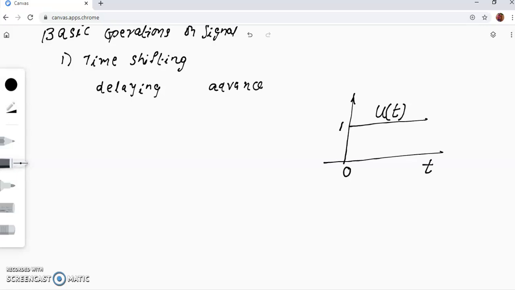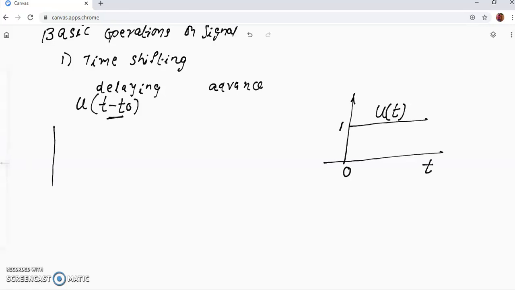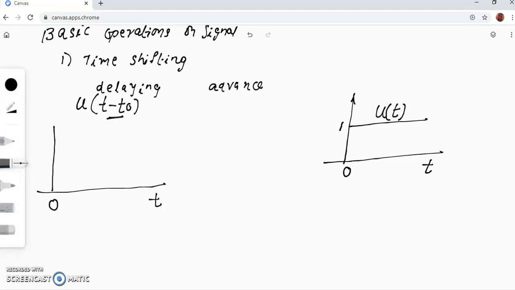Let us see what will happen when you delay the signal and when you advance the signal. Suppose that you are trying to delay the signal. That means you are not starting this u of t exactly at 0, but you are starting the same signal after a time delay of t0, that is u of t minus t0, and this delay is represented by the negative sign. So this negative sign indicates a delay in the signal. When there is a delay, it will not start exactly at 0. This is the origin, and this is your time axis, and here you will be drawing u of t minus t0.